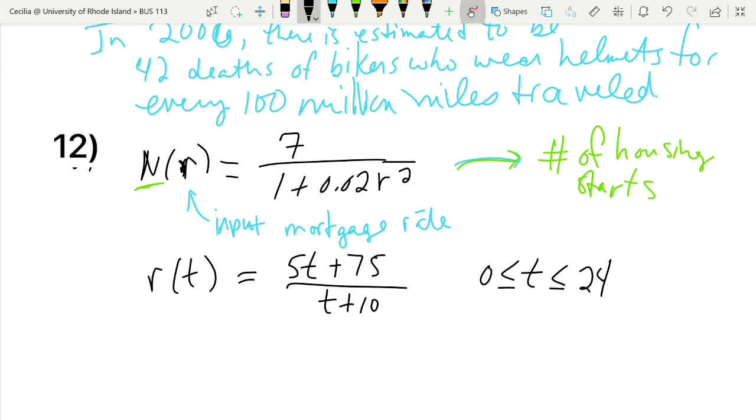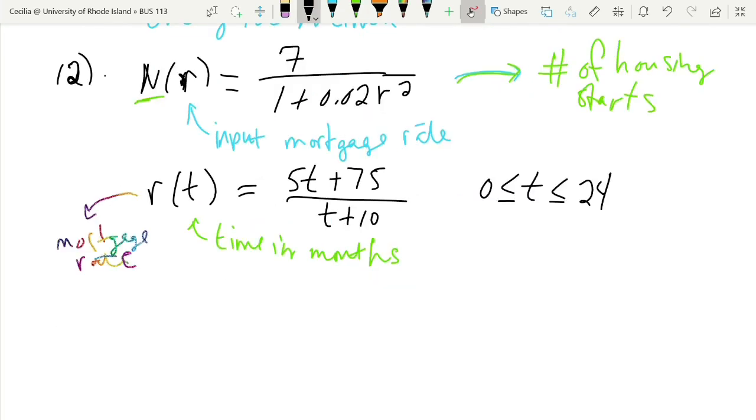So now let's look at this. What's our input? Our input is time in months. And what's the output? It's the mortgage rate, as a function of t months from now. So we see that we can link these functions because the output of this function is the input to that function. So we're able to do a composite of N circle R.